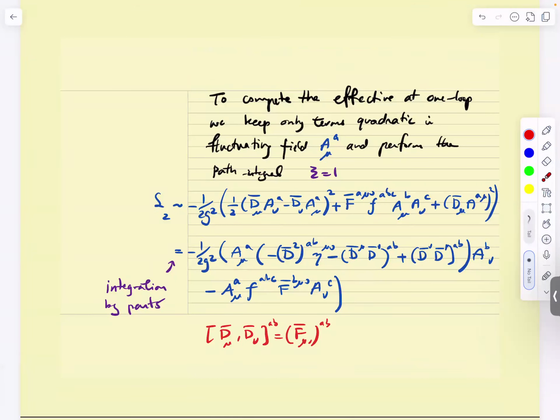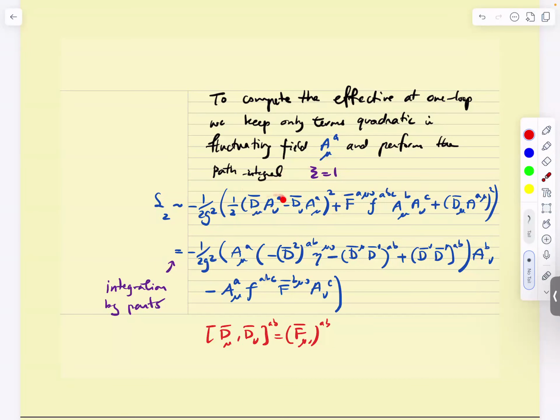So to compute the effective action at one loop, we only need to keep terms quadratic in the fluctuation. We saw this in our analysis of the O(N) model, right? So all we need to keep is the terms quadratic in a mu, and then we're going to perform the integral, again for a convenient choice, which is c equal 1. All right, so what does the quadratic part of the Faddeev-Popov Lagrangian that we found look like when you expand around the background gauge field?